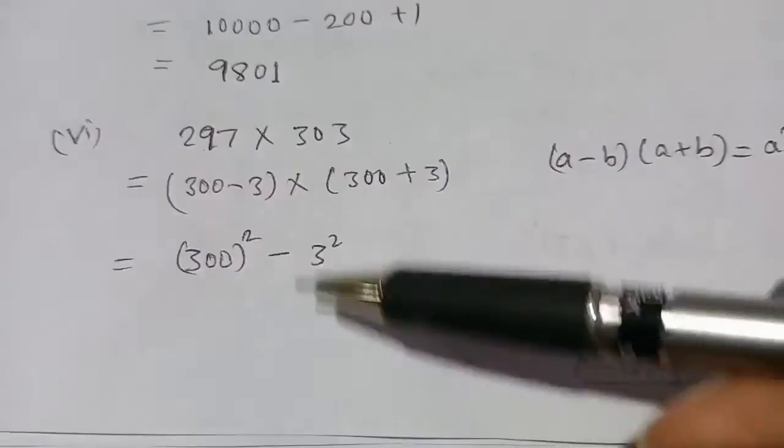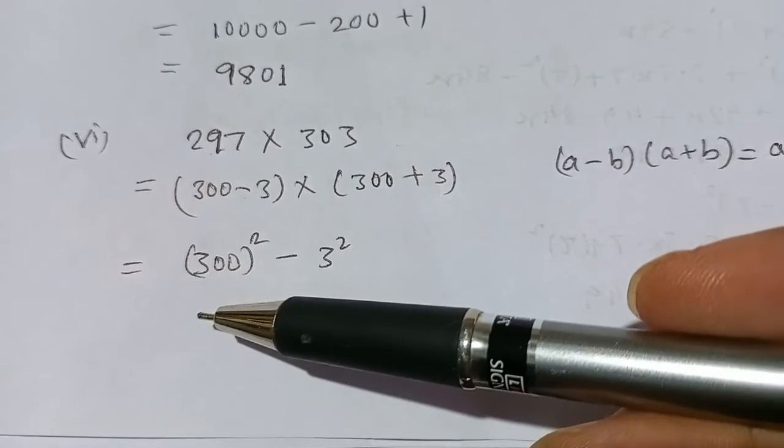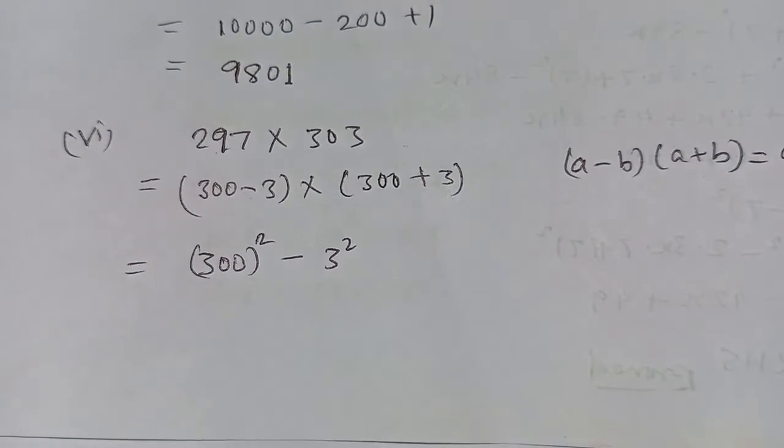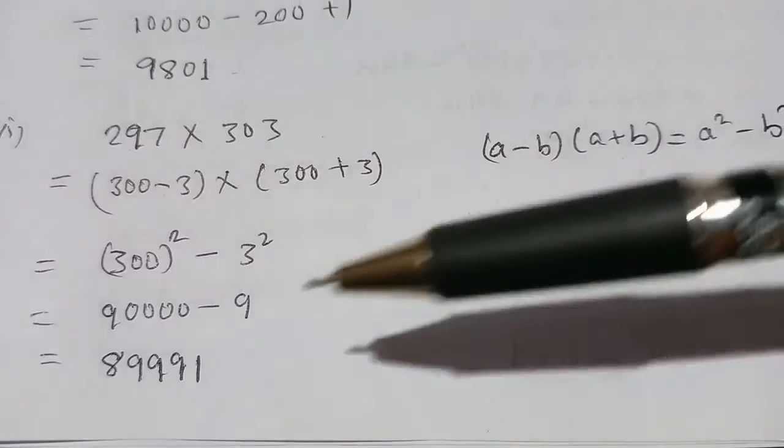Now this is 300 is A and 3 is B. A square minus B square. So 300 square you have to write here, and 3 square you have to write here, and then subtract it. So here you can see the answer is 8,991.